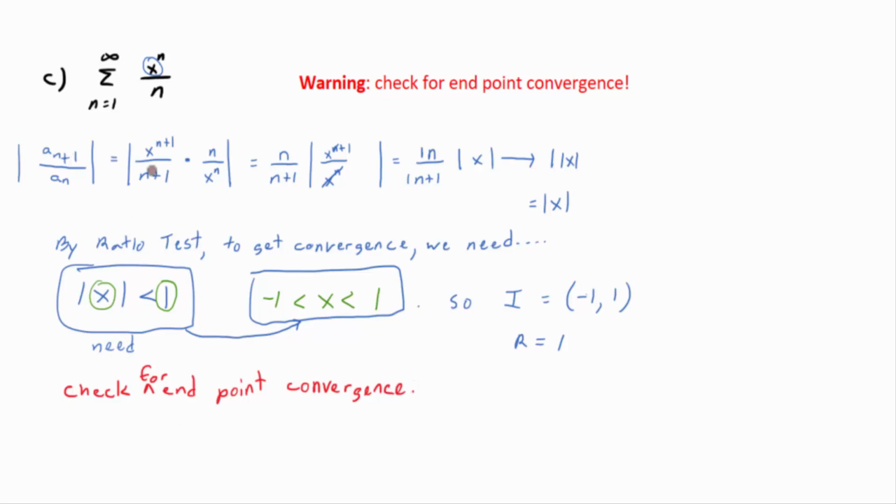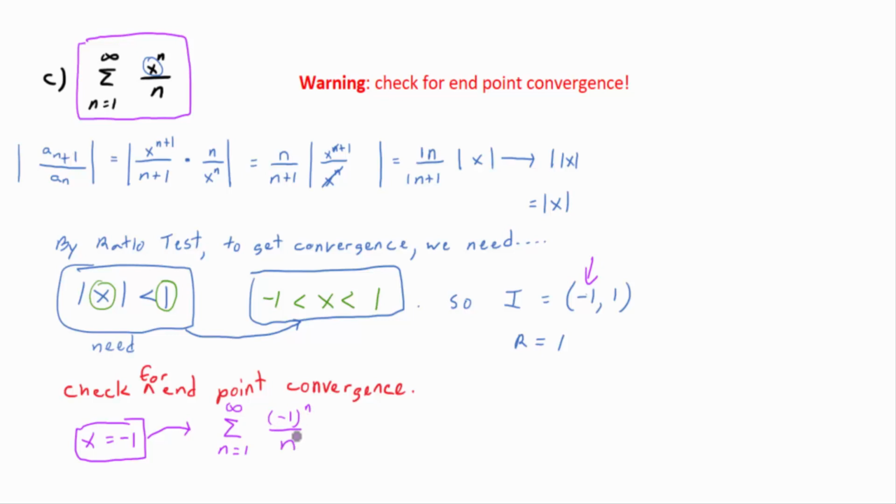So all you do is you say, let x be the left-hand endpoint, -1. If x is -1, then, okay, everybody look at the original series. This is your original series, but if you plug in x equals -1, what does that series become? Sum n equals 1 to infinity of (-1)^n over n. It becomes the alternating harmonic series.